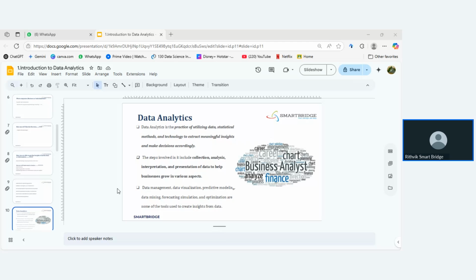Okay. Are you clear with the concept of data analytics, guys? Data is like crude oil. We are going to clean it, and we are going to get reasonable insights. That's what a data analyst is.